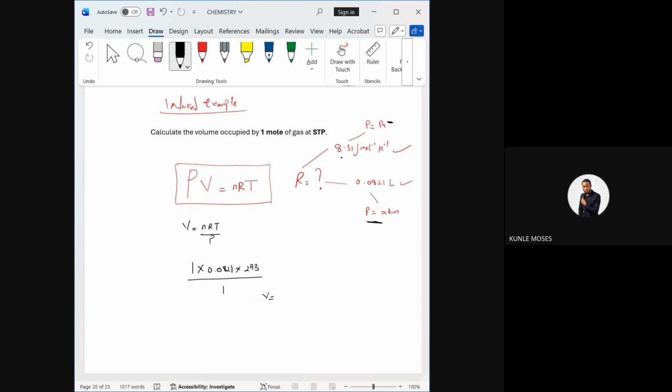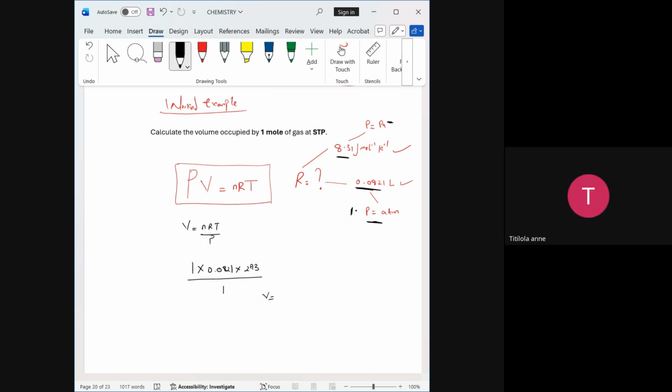You can use either of these numbers. Either you use 8.31 or you use 0.0821. If you are using 8.31, you use that pressure value, and you still get the same thing. If you are using 0.0821, you will use pressure to be 1 because that is the standard pressure.